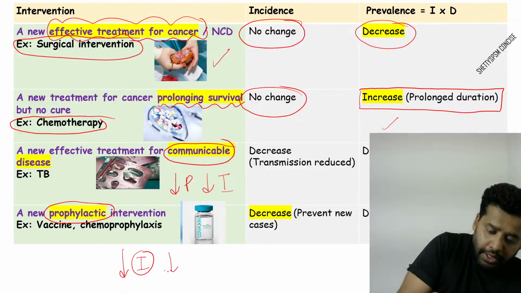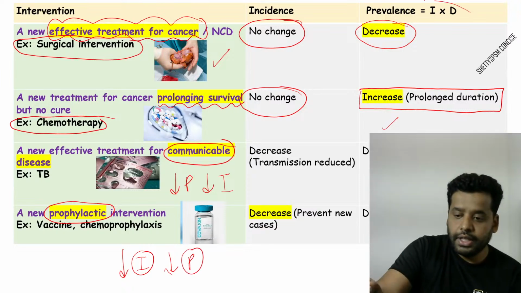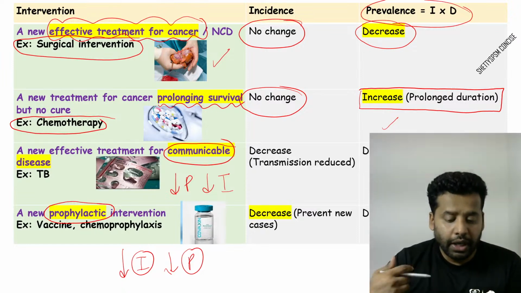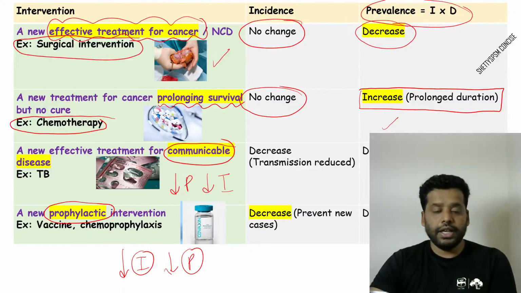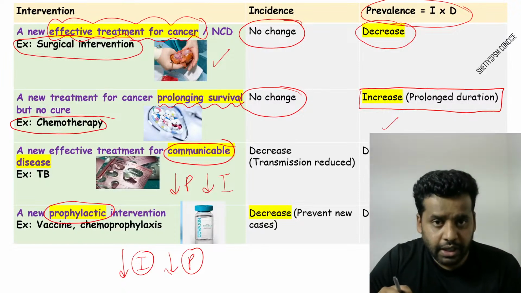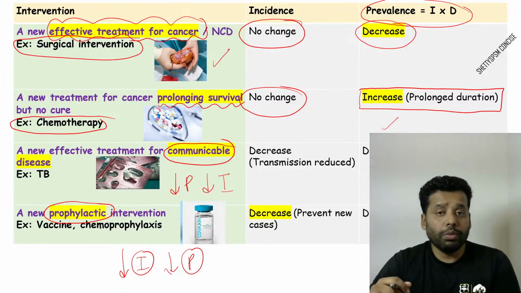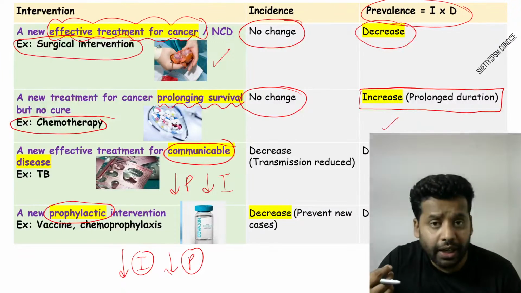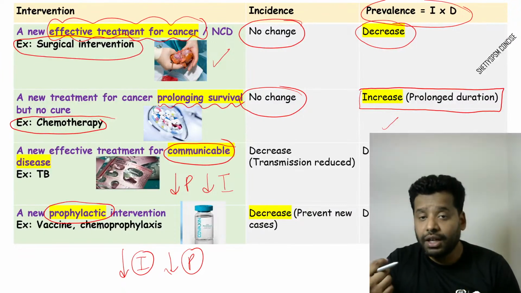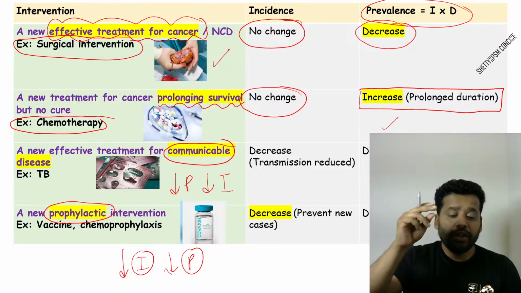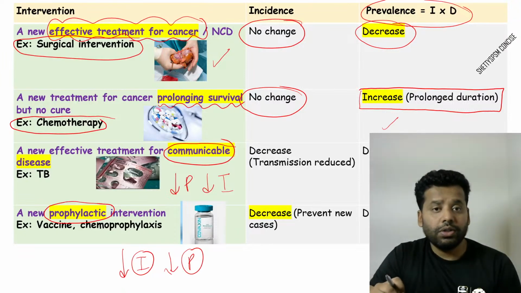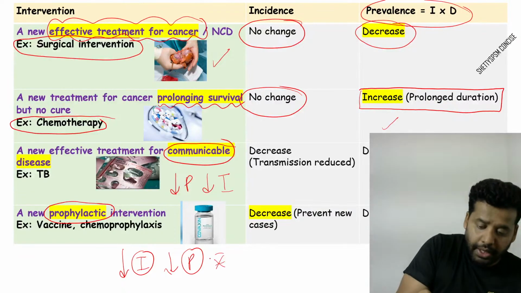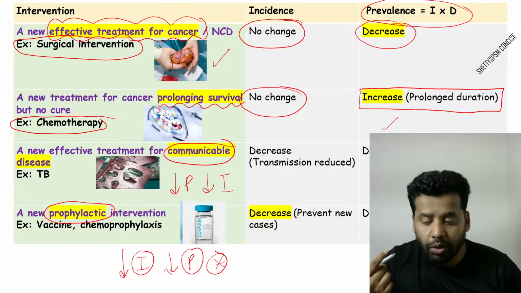P is equal to I into D. If incidence is decreasing, prevalence will also decrease. So the question was a new prophylactic intervention like chemoprophylaxis or immunoprophylaxis. Chemoprophylaxis means drug. Immunoprophylaxis means vaccine. So what is the advantage of all these things? It will reduce two things. Incidence will come down, and at the same time prevalence will also decrease. So keep this question in mind. A new prophylactic intervention, what will happen?